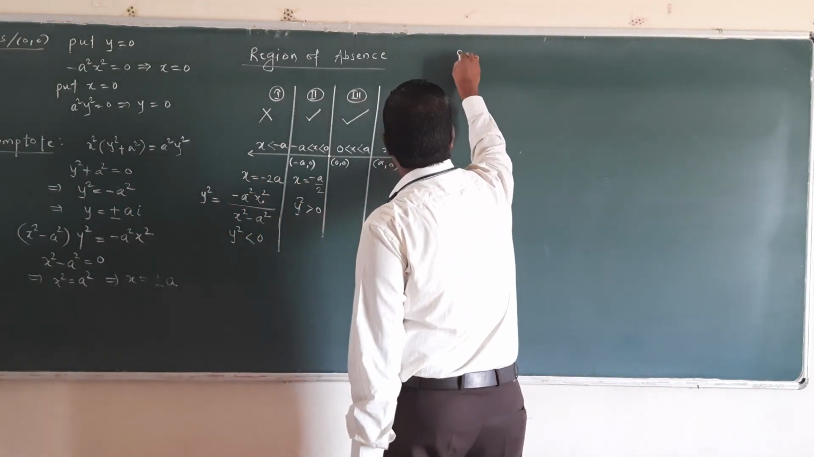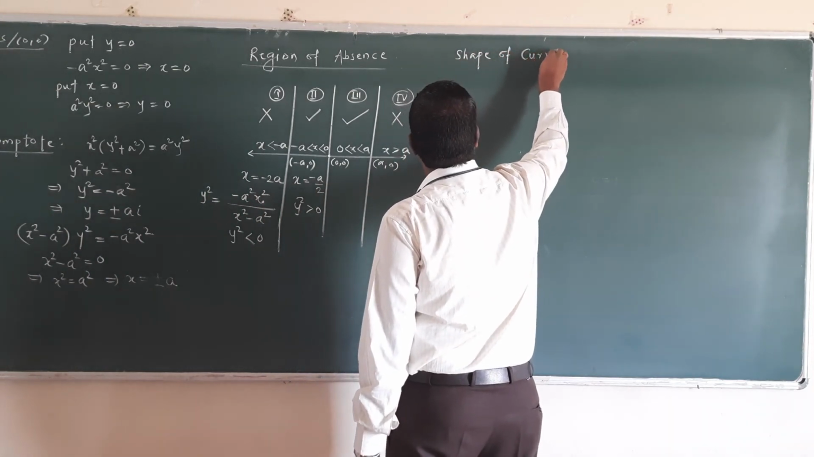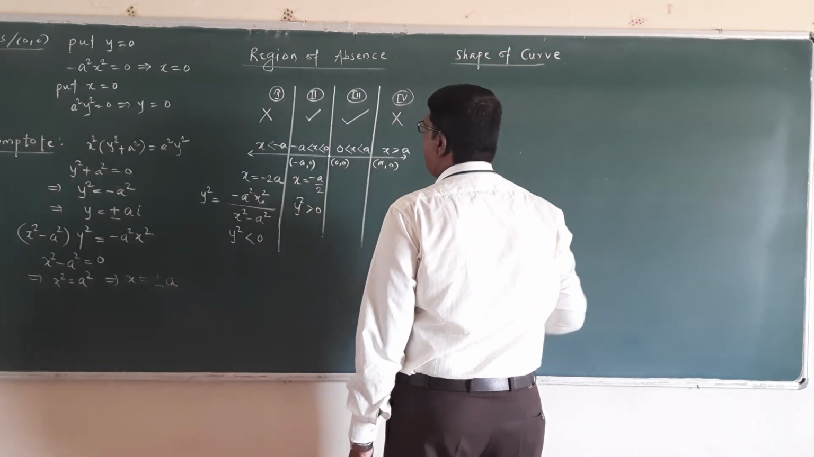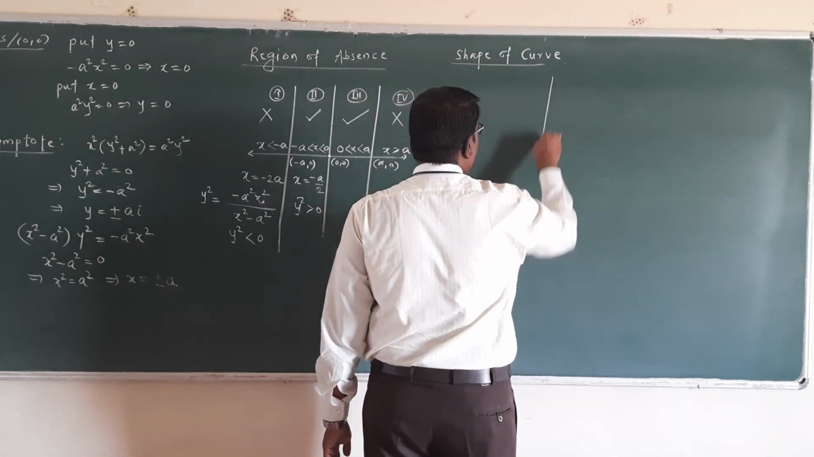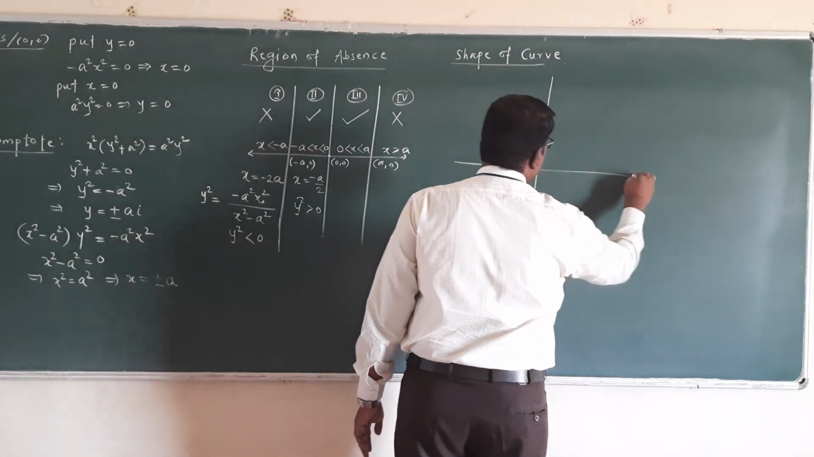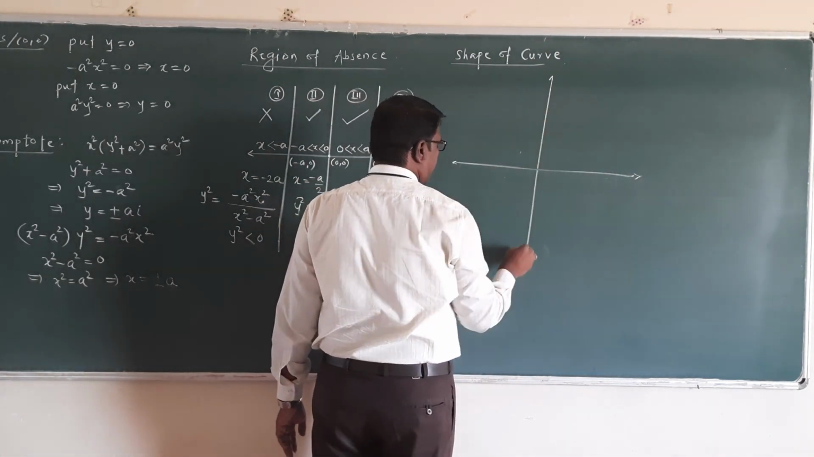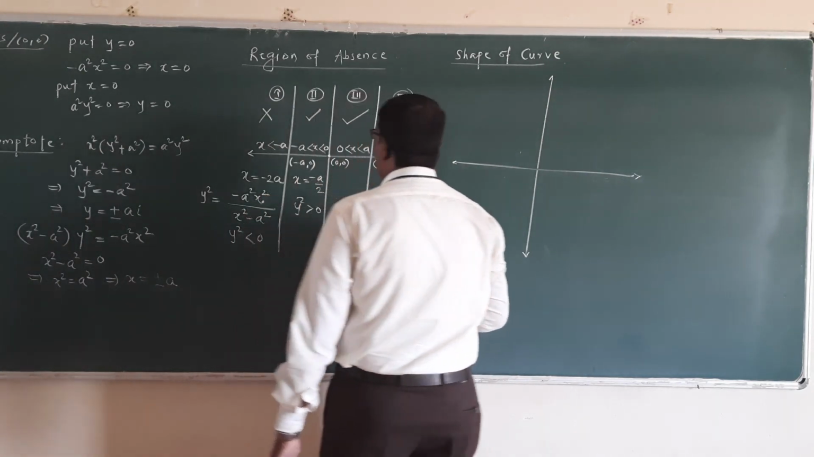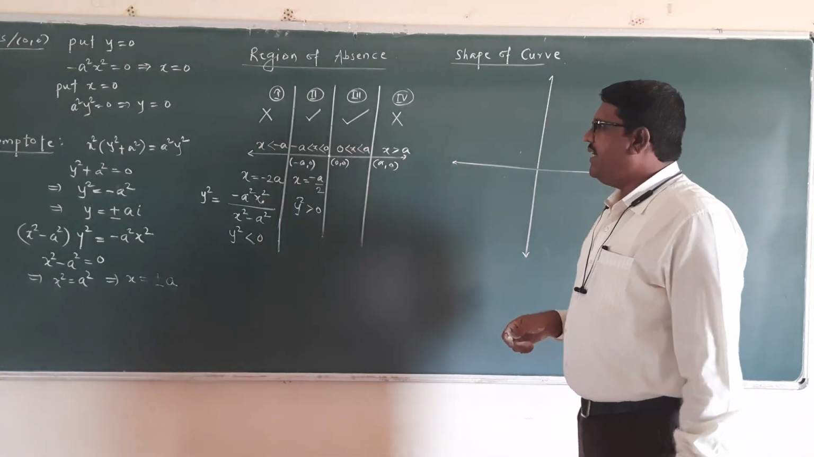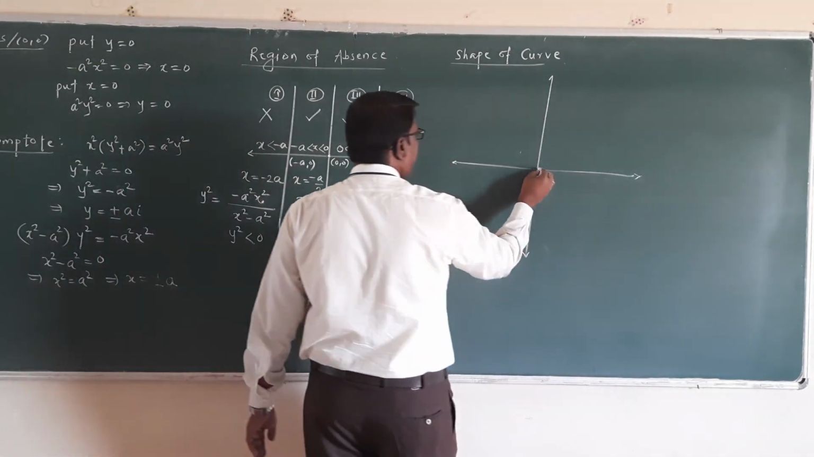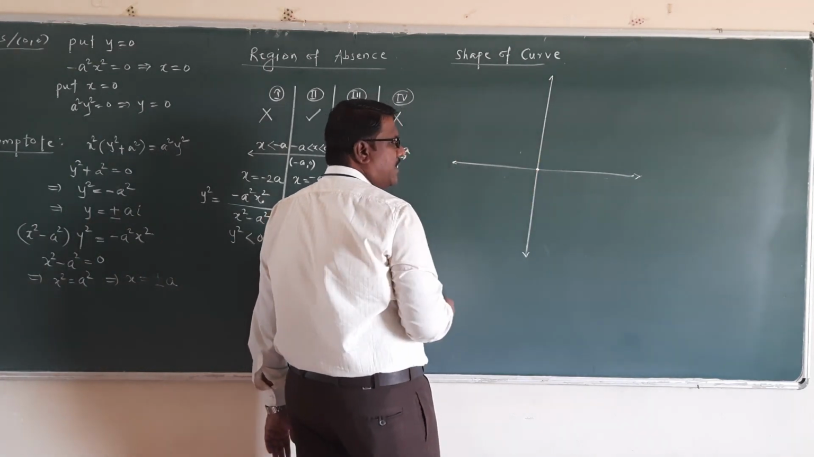Okay. Now we will trace the shape of the curve. So the next point is the shape of the curve. Now by tracing the curve, first I will draw the x-axis and y-axis. Now the first point, symmetry, we will see at the last. The second point is the origin. Yes, for the given curve, the origin is present.